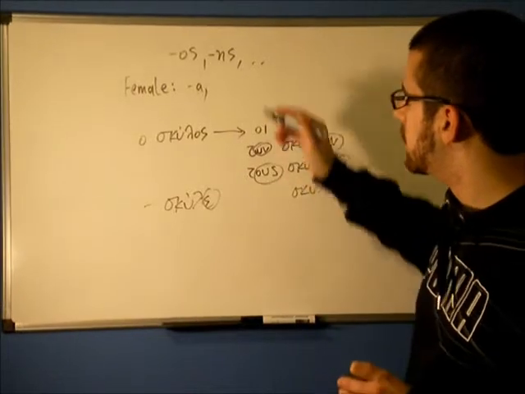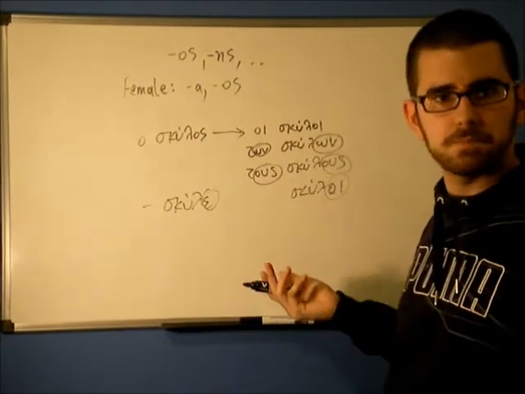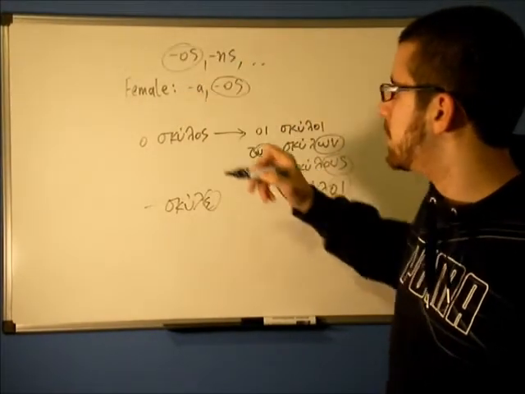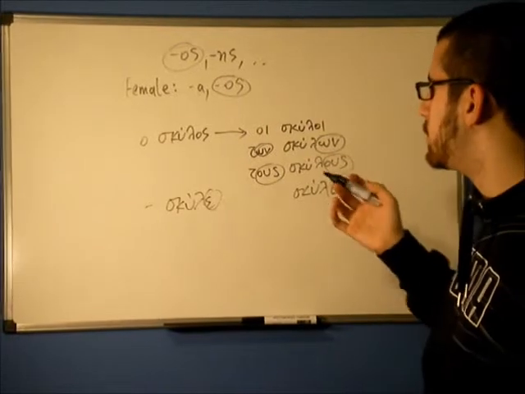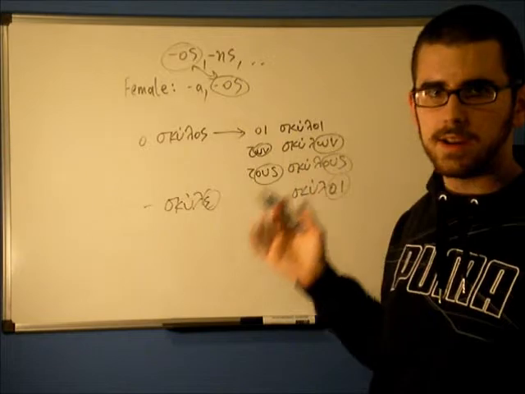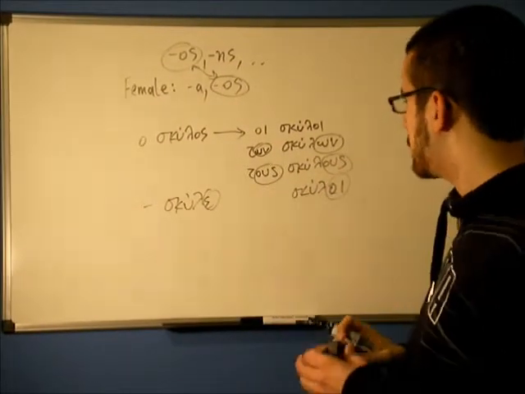And for females, there are more. There are female nouns that end in os. Even though they're female, this is exactly the same thing. But usually it's not that complicated because these actually share exactly the same pattern. You just behave as if it was male.